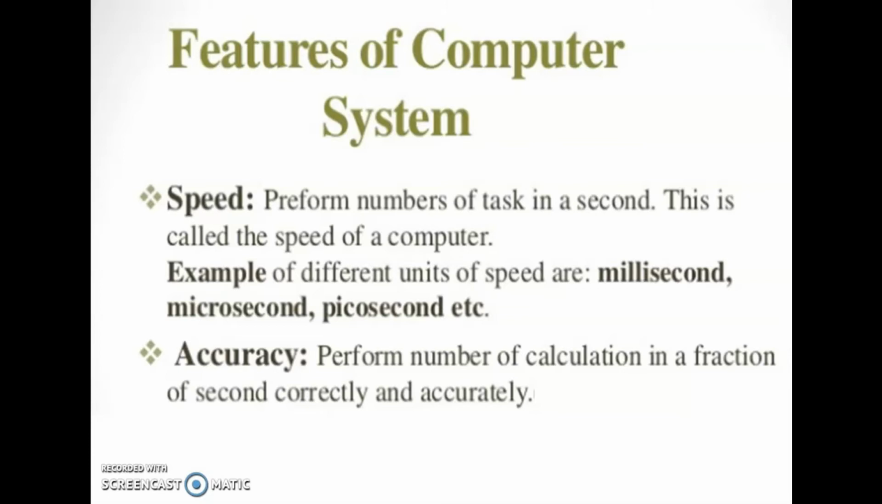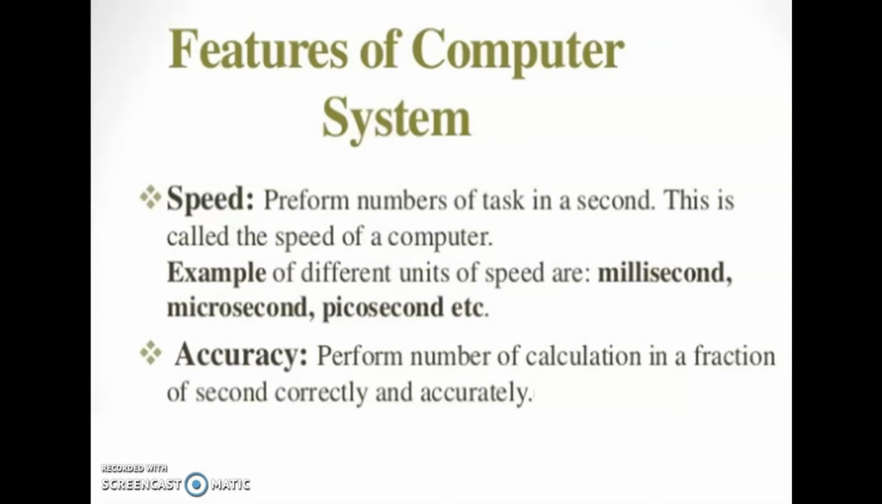First one, speed. It performs a number of tasks in a second. This is called the speed of a computer. Examples of different units of speed are millisecond, microsecond, picosecond, etc. Then the second one is accuracy. It performs a number of calculations in a fraction of a second correctly and accurately.